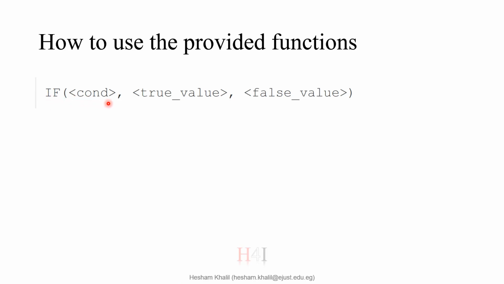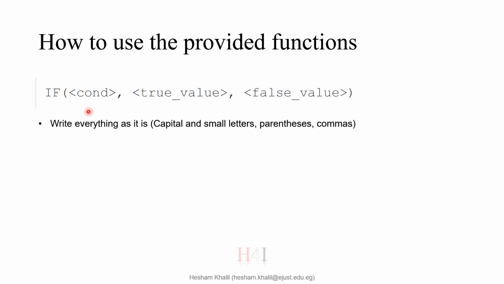What you need to know is how to write this equation so Fluent does not give you an error. Okay, so first rule, this is a description of if. You write everything as it is. If there is something written in capital form, write it in capital form. If it's written in small letters, write it in small letters. If there is a specific type of parenthesis, use it. If there is a comma, use it. The same, you write it down again.